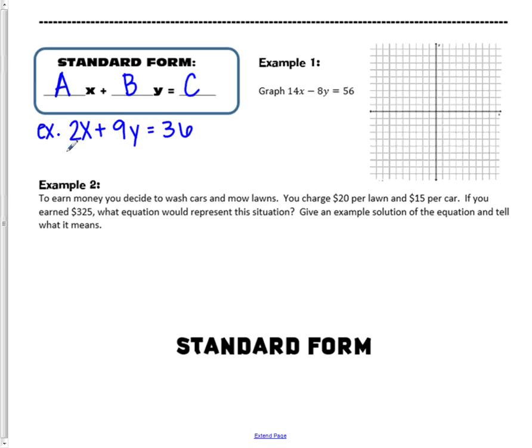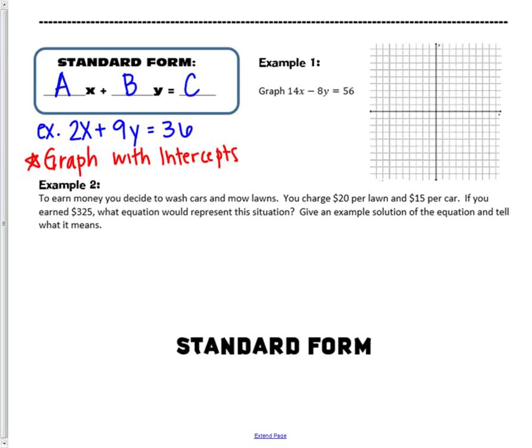So maybe we want to figure out how to graph it, like example 1. Graph 14x minus 8y equals 56. A lot of people, their gut reaction is change it into a different form. We're not as comfortable with standard form, so we typically want to try to get it to slope-intercept form. But I actually think there's an easier way, okay? And I would add this into your Flipbook. I suggest using intercepts, okay? So we want to graph with intercepts.